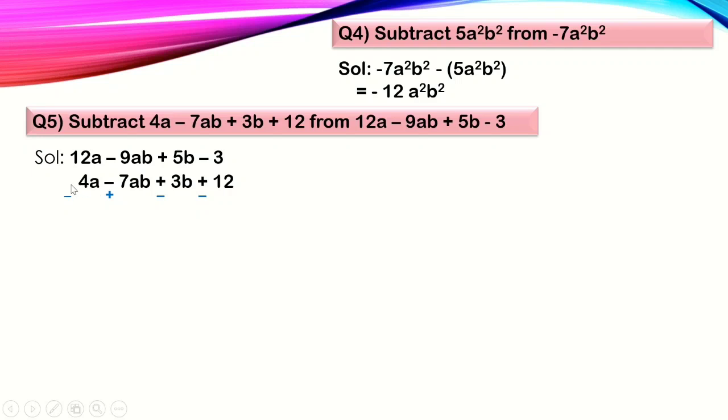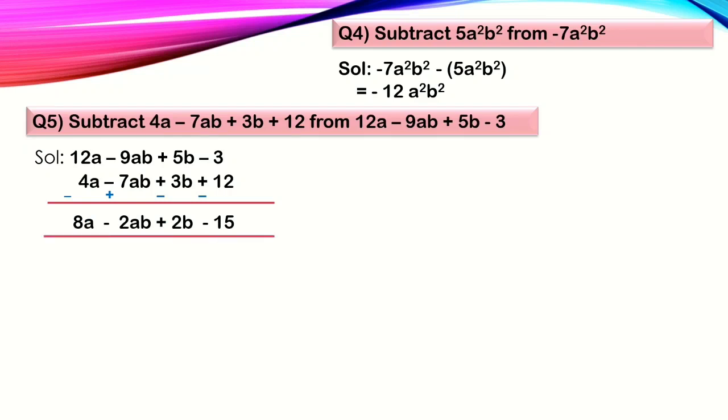It is plus. But since we are subtracting the expression, I have changed the sign of 4a to minus. Here 7ab is minus, but it is changed to plus now. It was 3b, now the sign is minus 3b, and plus 12 is changed to minus 12. So now the simplification is how we do it normally.